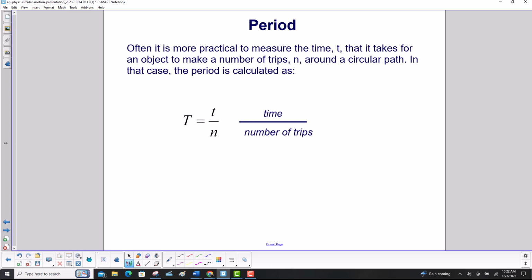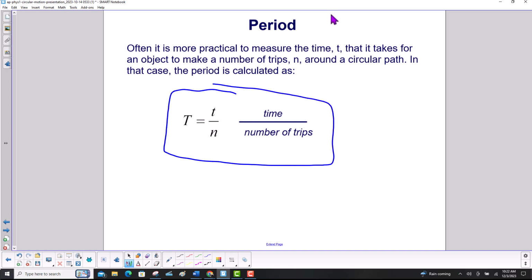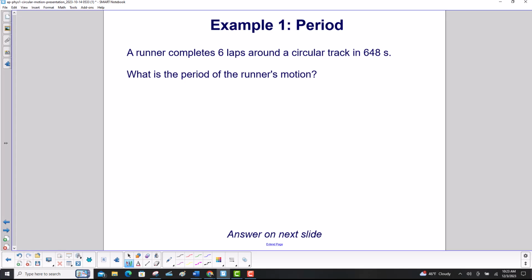Often it is more practical to measure the time t that it takes for an object to make a number of trips, little n, around a circular path. In that case, the period is calculated as T is equal to time over number of trips. Let's work an example. A runner completes 6 laps around a circular track in 648 seconds. What is the period of the runner's motion?